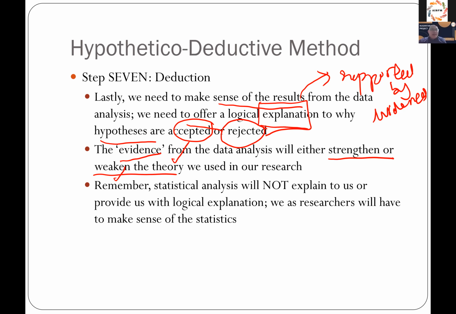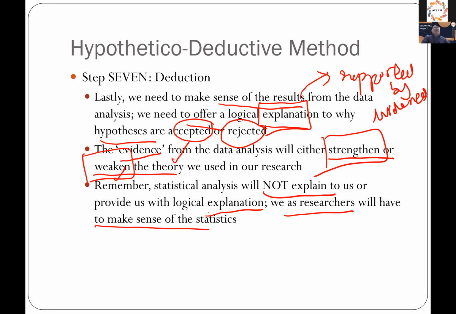So all the data that you collected and analyzed, at the end of the day, you can know the results. If the result says to support the hypothesis, then you are strengthening the theory. But if the result says that it actually disagrees with the hypothesis, you are weakening the theory. But that doesn't mean the theory is wrong. Maybe it's just not applicable to your context. So remember, statistical analysis will not explain to us why it happened this way. It will not tell you why the hypothesis is accepted or not accepted. But we as researchers need to make sense of the statistics.